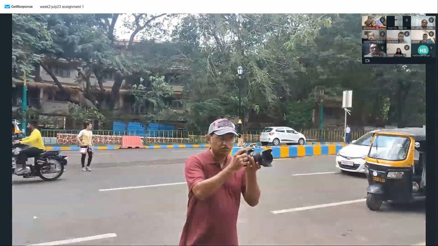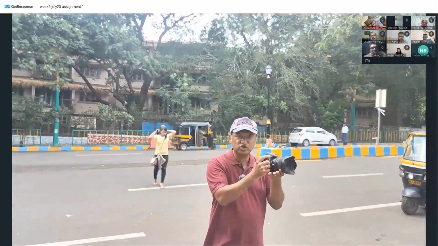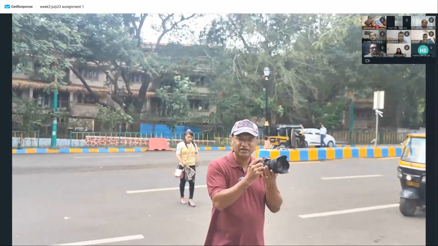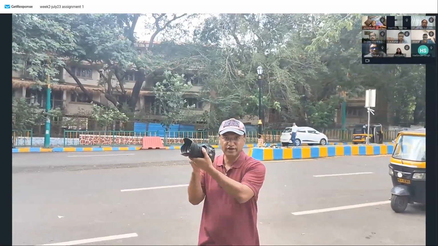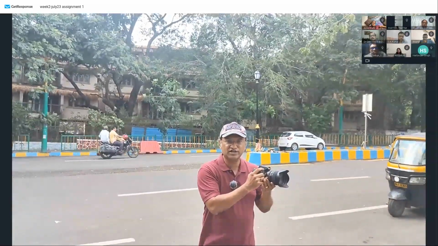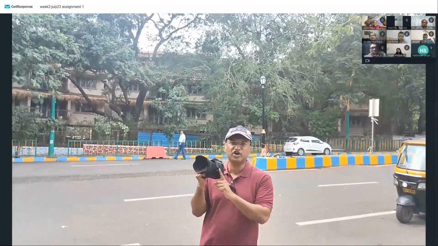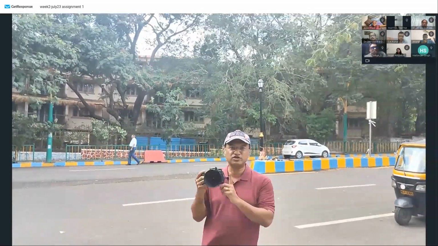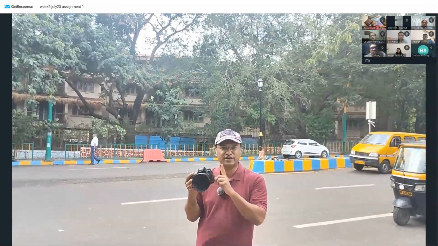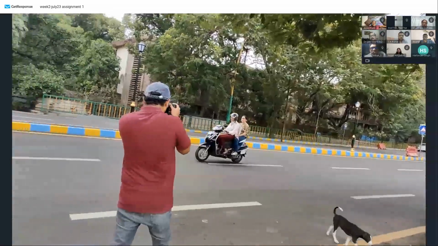Just remember, follow your subject from left to right or right to left. Make sure that your hands are steady without any vibrations. Do a smooth transition, and that should give you good results. I would suggest the image stabilization be off, because since you're moving your camera, it shouldn't confuse your lens into mitigating that particular movement. So put it on off.